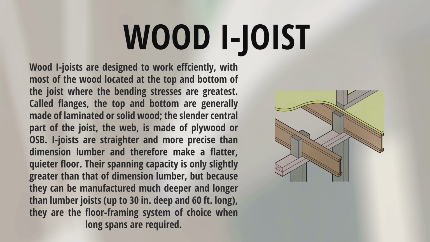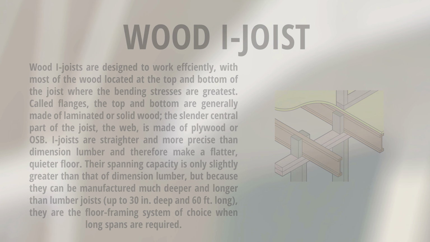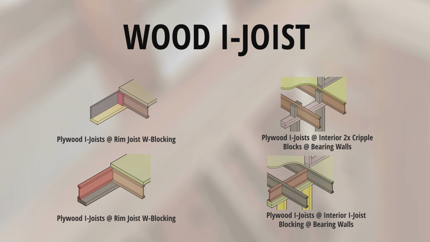Plywood I-joists: top chord, bottom chord, chord flange, web. Widths are 1 5/8 inch, 2 5/8 inch, and 3 1/2 inch. Wood I-joists. Let's take a look at these 4 illustrations.